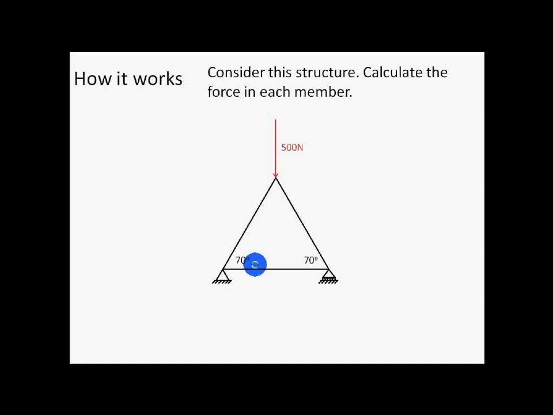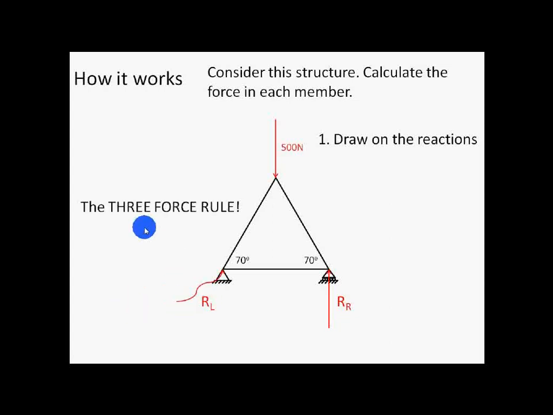So, consider this structure. We've got a 500 Newton force up here, and our first step is to draw on the reactions here and here. But this reaction here, we'll know, is not a squiggly one, it's vertical from the three-force rule.